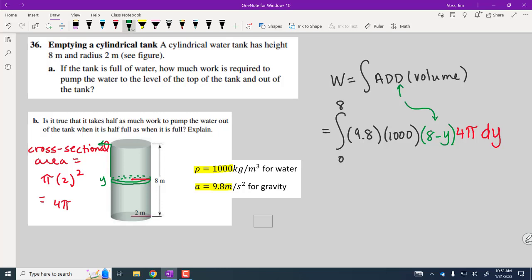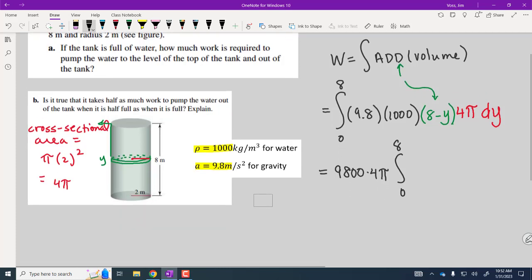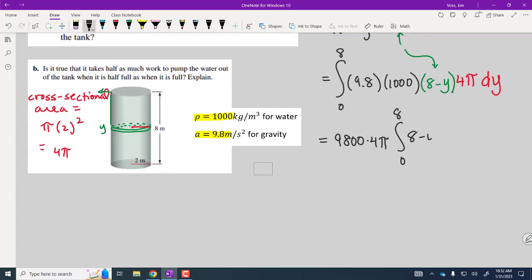All right, so then pull out the constants. So almost every single time we're going to be pulling out this 9800. And then in this case, we also have a 4 and a pi. That all comes to the front. The limits of integration don't change. And the only variable part is the 8 minus y. Let me just write over here that this distance right there, that's 8 minus y.